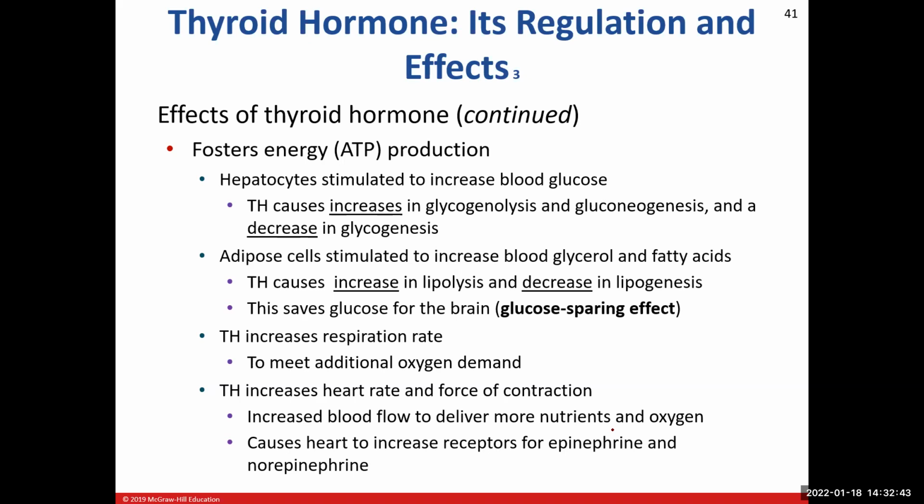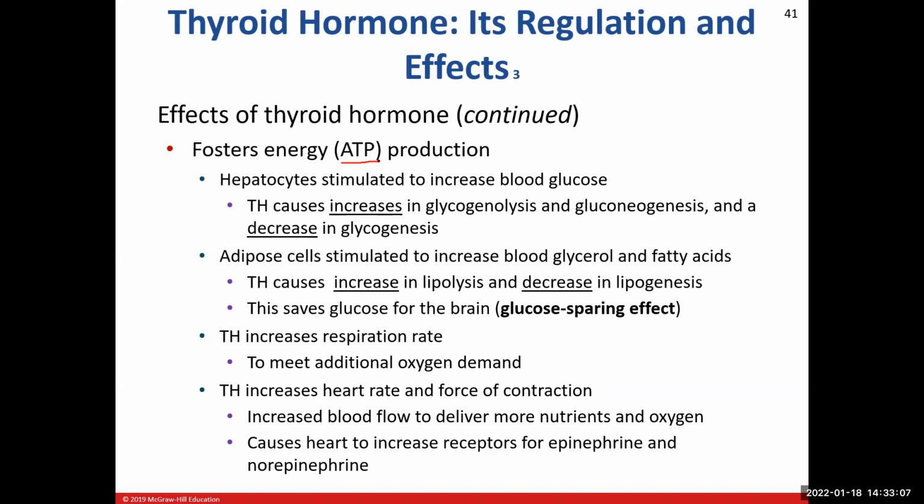Okay, so some of the other effects of thyroid hormone. Let's make energy. Cell energy is ATP. So in order to do that, the liver is going to, of course, release glycogen. Stop making glycogen, release whatever glycogen has into the circulation as glucose. So now we can make ATP in our cells.